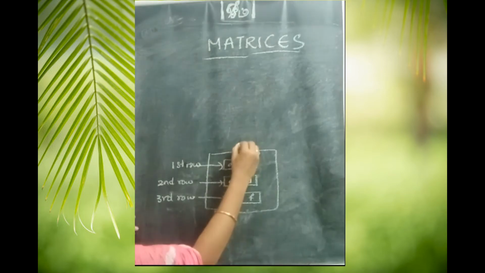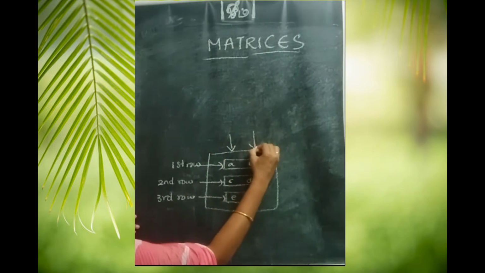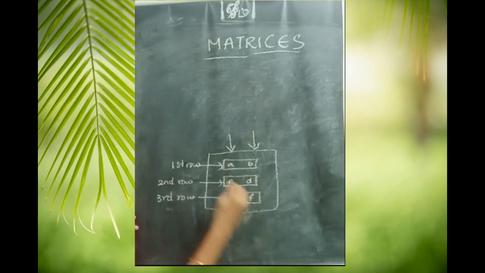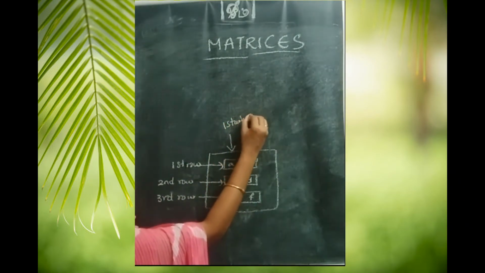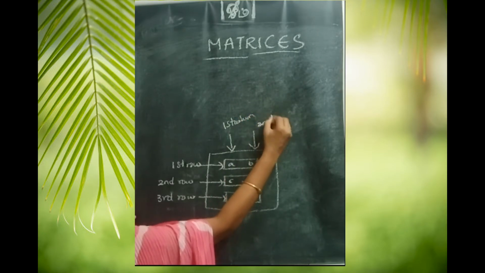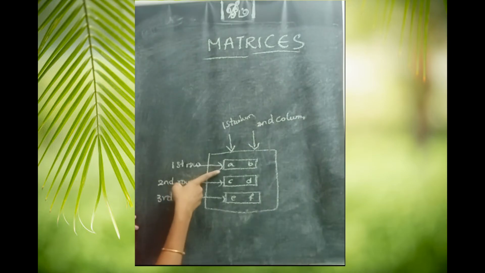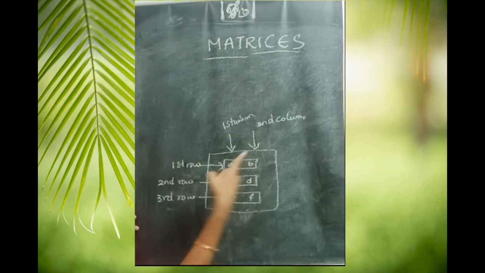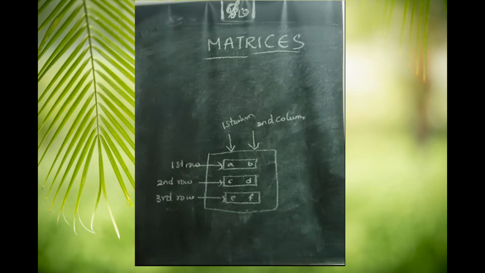Okay? And column. Column will be counted like this. Vertical. This is the first column. And this is the second column. In first column, which numbers are sitting? A, C, E. And second column, B, D, F. Then understand from this what is the row and what is the column.